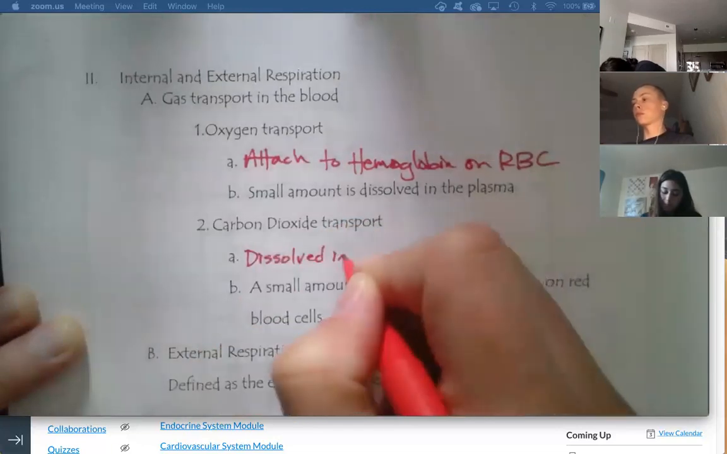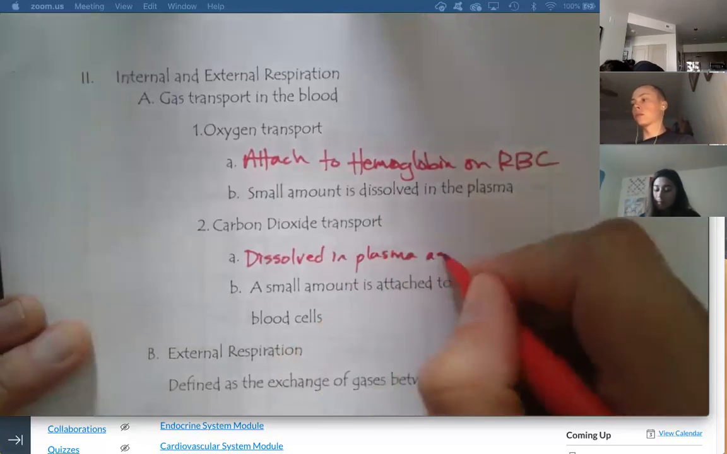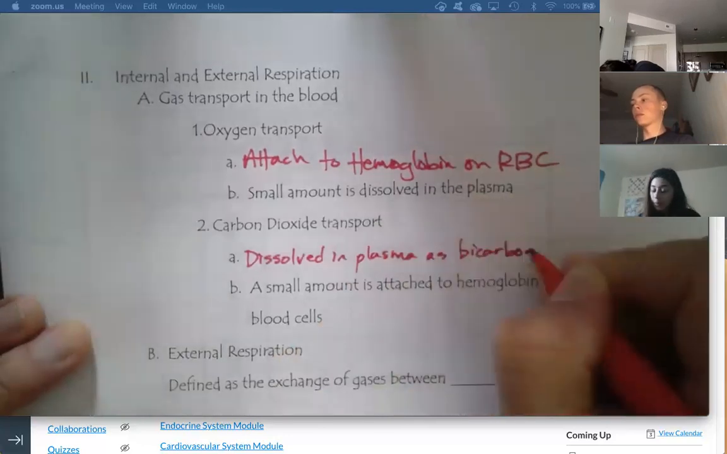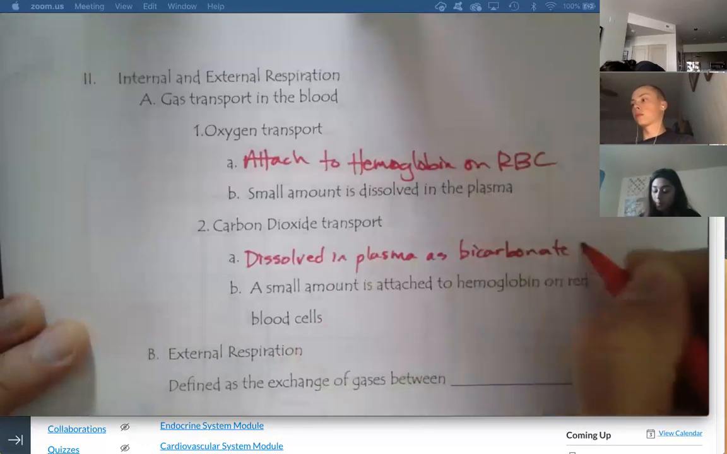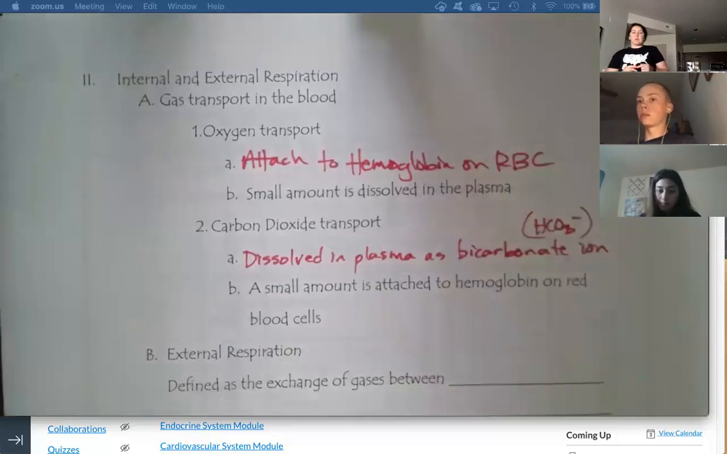And it's dissolved in plasma as a bicarbonate ion, which is HCO3 negative. That's bicarbonate ion. But that's how the majority of carbon dioxide is actually transported. It's transported as a dissolved ion in the plasma. Once it gets to your lungs, it will then be converted back into carbon dioxide, which you will then breathe out. Okay? But the majority of it is dissolved in the plasma.